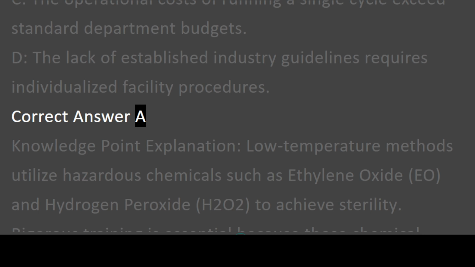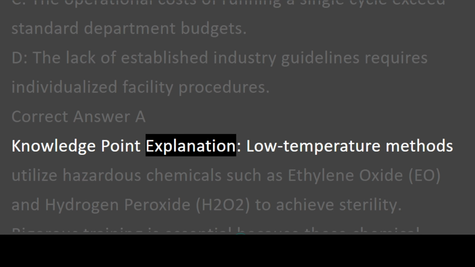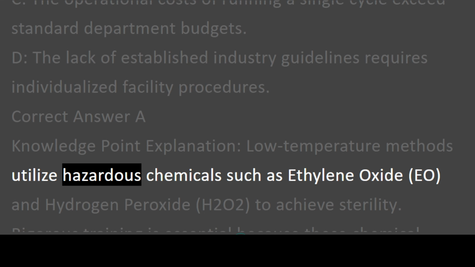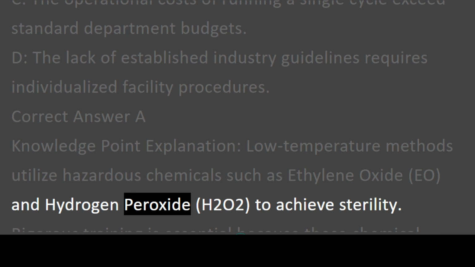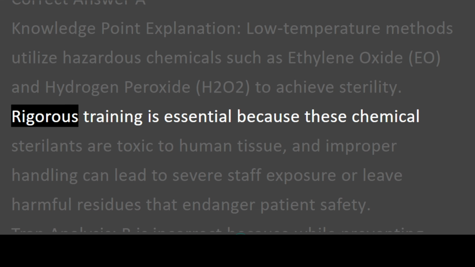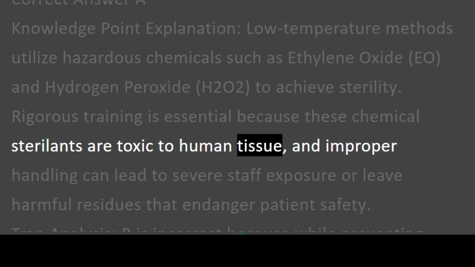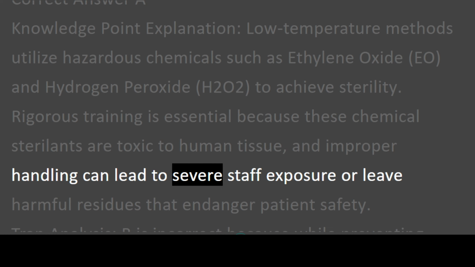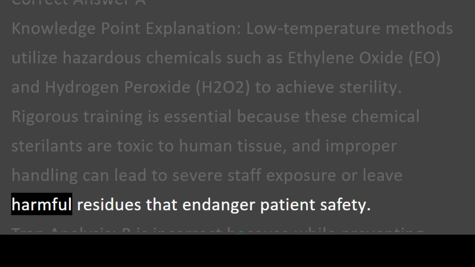Correct answer A. Knowledge point explanation. Low-temperature methods utilize hazardous chemicals such as ethylene oxide, EO, and hydrogen peroxide, H2O2, to achieve sterility. Rigorous training is essential because these chemical sterilants are toxic to human tissue, and improper handling can lead to severe staff exposure or leave harmful residues that endanger patient safety.